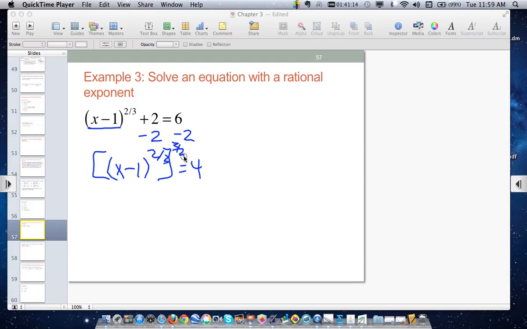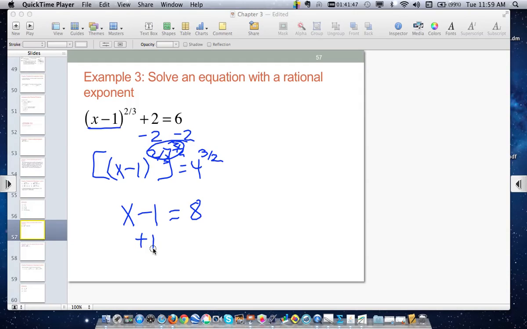If I have a fraction for my exponent, I'm going to multiply, or not really multiply, but I'm going to raise it to the reciprocal of that exponent. And of course, do that to both sides. Now that will make the exponent here equal to 1, so that gives me x minus 1. And then I have to take 4 to the 3rd power, and then take the square root of that, which would give us 8. 4 to the 3rd power is 64, and the square root of 64 is 8.